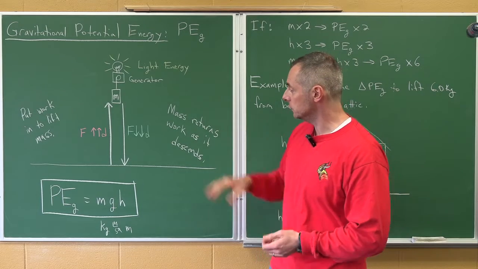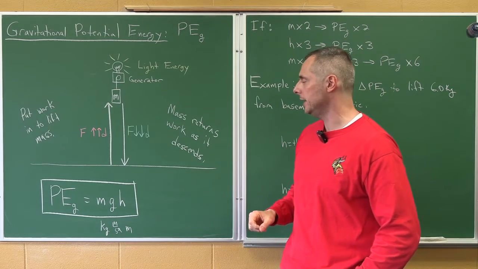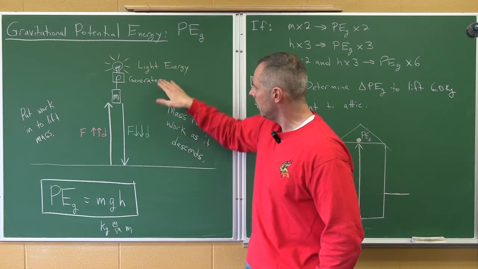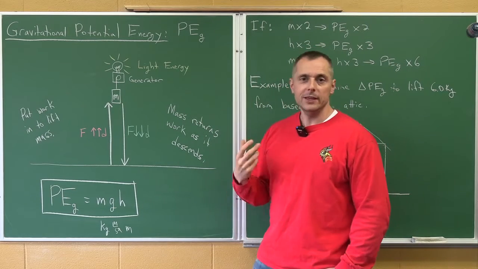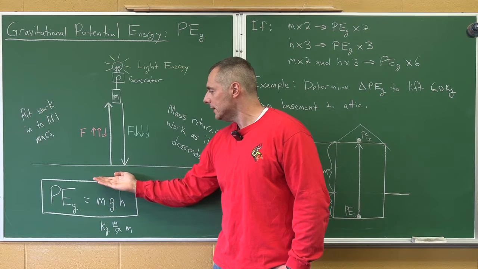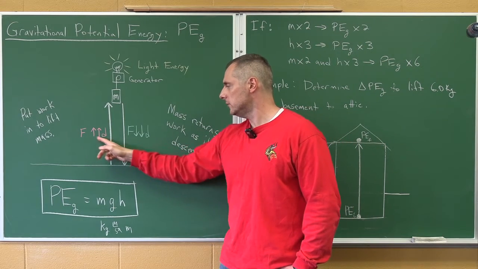So this is just a diagram of what we saw, kind of summarizing the idea of what gravitational potential energy is. We've got a generator up high, string wrapped around an axle, and a mass up high. When this goes down, it releases light energy through the generator. But the key idea here is when I lift this to recharge this battery, I put in a force times distance in the same direction.